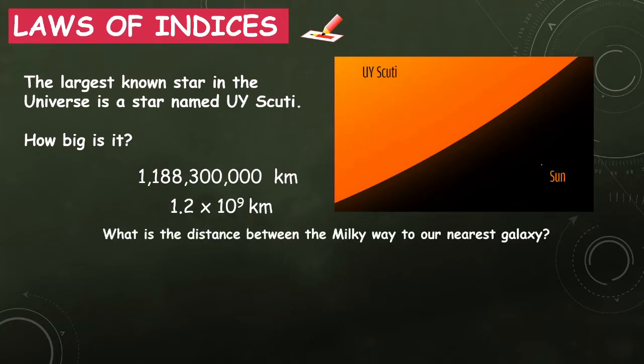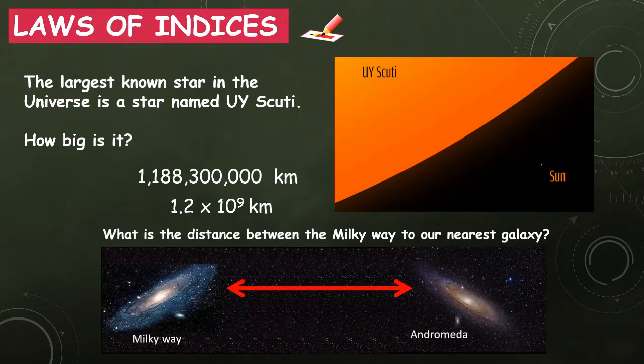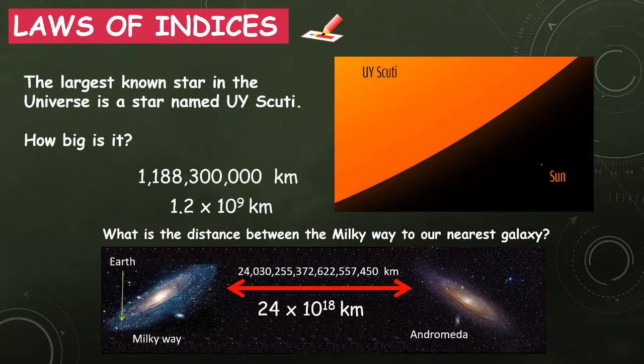What is the distance between the Milky Way and the nearest galaxy? It is somewhere around 24 quintillion kilometers. But a shorter version, you can write it as 24 times 10 to the power of 18 kilometers. And Earth is somewhere here.